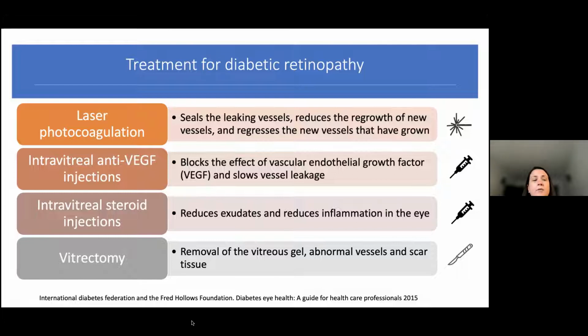The newest therapy we've had developed is the anti-VEGF, vascular endothelial growth factor. That's what it stands for. It blocks that and reduces it. So that then slows vessel leakage and slows the growth of new vessels as well. There's intravitreal steroid injections. These reduce the exudates and the inflammation in the eye. And then eventually there is vitrectomy. And this is removal of that vitreous gel in the eye, and that will then remove the new vessels and can remove any scar tissue as well that can affect eyesight.